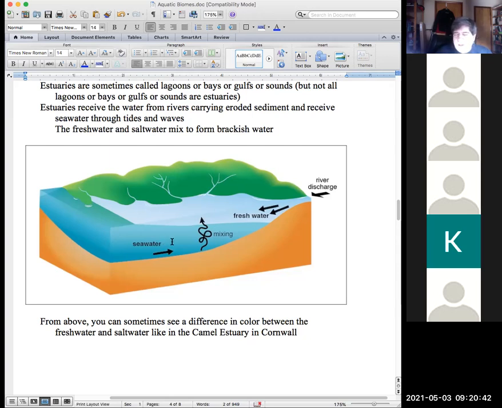So these areas are places where fresh water mixes with salt water. And when we don't have water that's quite as salty as ocean water, and it's not quite as fresh as the water in the rivers and streams and lakes, this is called brackish water. And brackish means salty. It's not as salty as seawater, but it is a little bit salty.